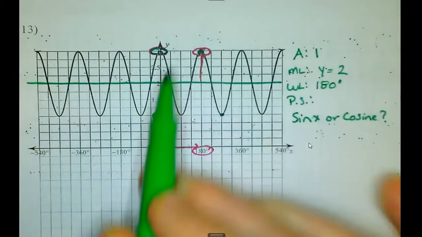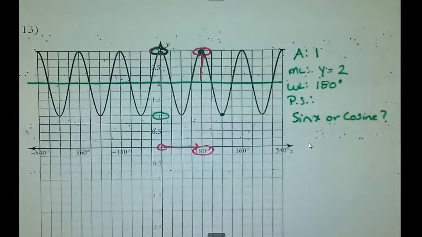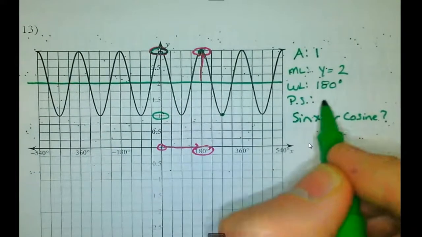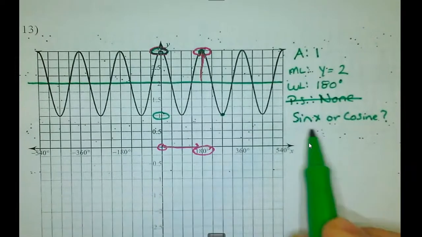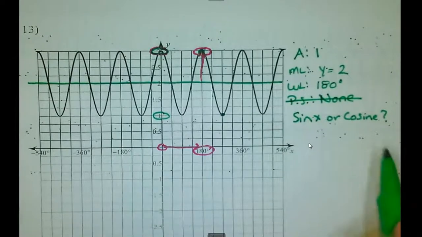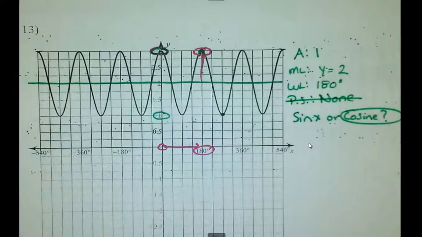And then, is there a phase shift? No, because the crest starts right on the y-axis, which is the 0 mark. So there is no phase shift. Okay. And is it sine or cosine? Well, we know that sine functions start at the midline and cosine functions start at a crest or a trough. So I'm going to say this is a cosine function.